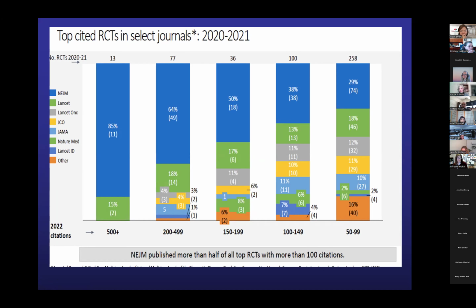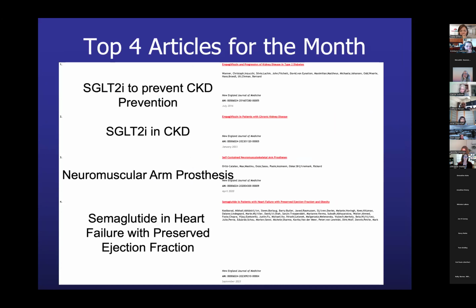And these are the things that people use, at least in the upper echelon journals, to really go after the best papers. So last year, the top 5 papers were things like this: clinical studies of SGLT2 inhibitors to prevent chronic kidney disease, and in the treatment of chronic kidney disease. Neuromuscular arm prosthesis was a fancy study looking at these new prosthetic devices, and this was semaglutide and heart failure.